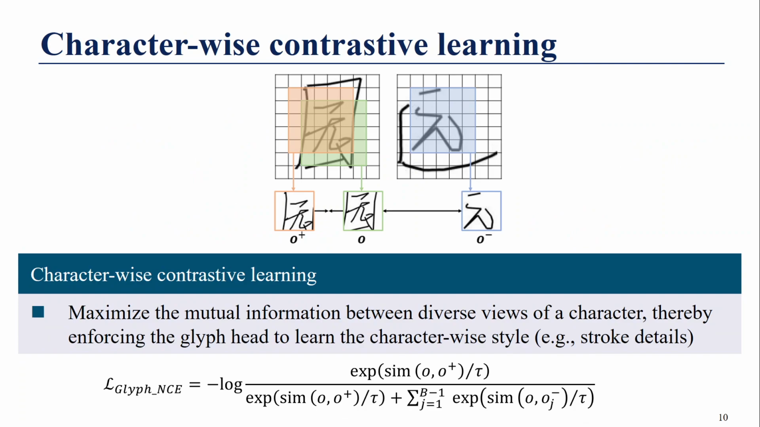As for the character-wise style learning, we propose an unsupervised contrastive learning objective known as glyph NCE to learn more detailed style patterns. As illustrated in the figure, we independently sample the positive pair, i.e., O and O+, within the first character, while the negative O- is sampled from another character. Our sampling strategy randomly selects a small subset of patches containing stroke details, following a uniform distribution. Specifically, we conduct sampling over the sequential patch tokens obtained from the glyph head.